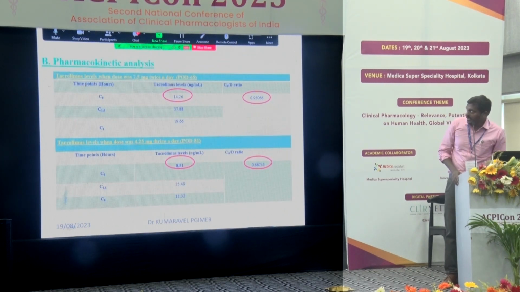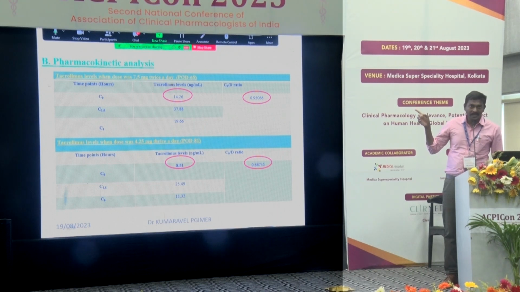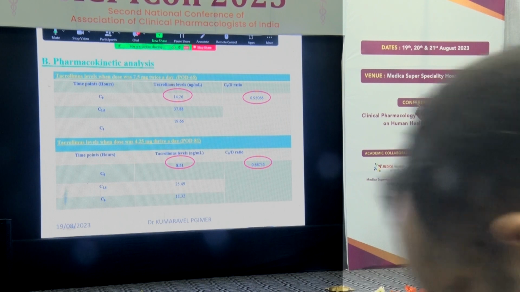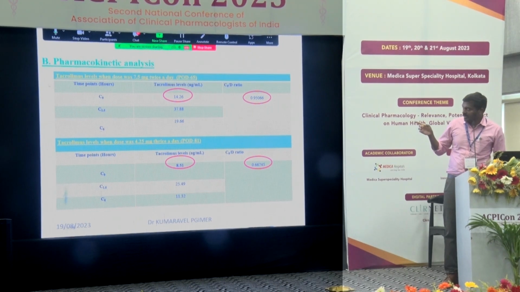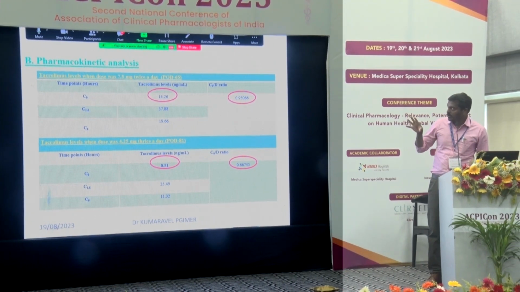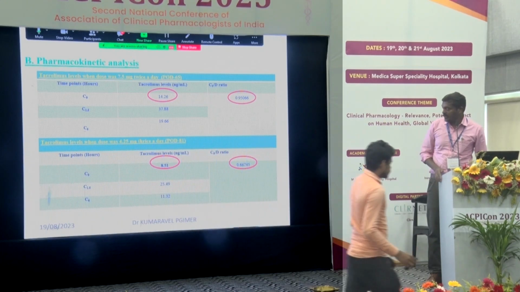Here we explored the dose exposure response analysis, with C0, C1.5 and C6. The dose given here was 7.5 milligram BD on POD 65. In the lower panel, we gave 4.25 milligram, almost the same dose, but given TDS, that is thrice a day. Why did we do this? At C1.5 we had a high level of 37.88, but when we gave 4.25 thrice a day, it was 25.